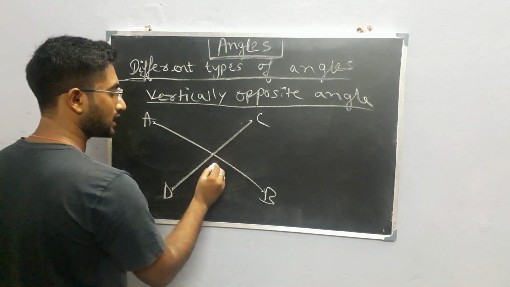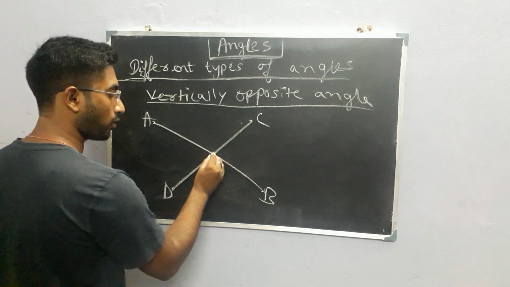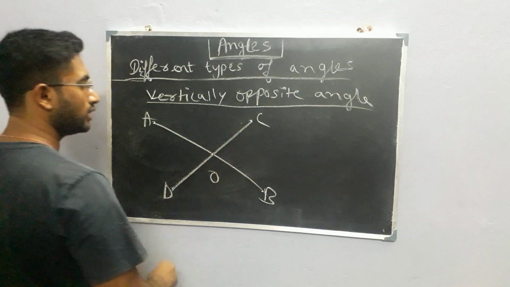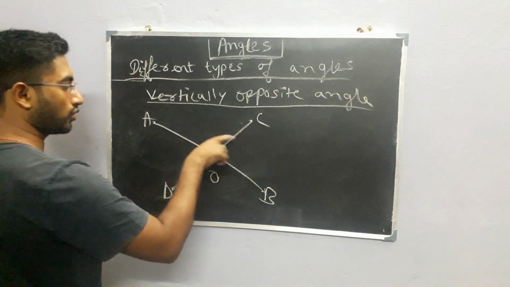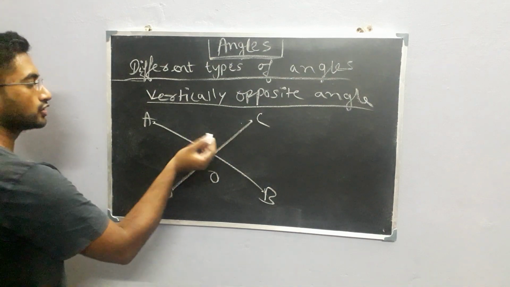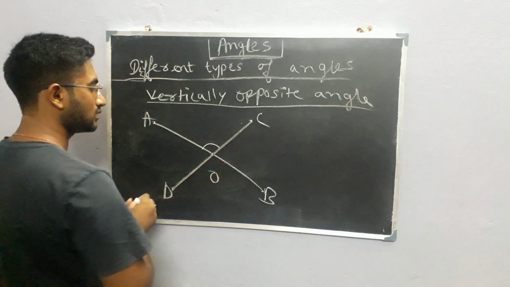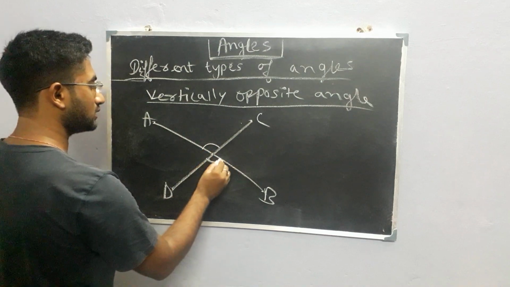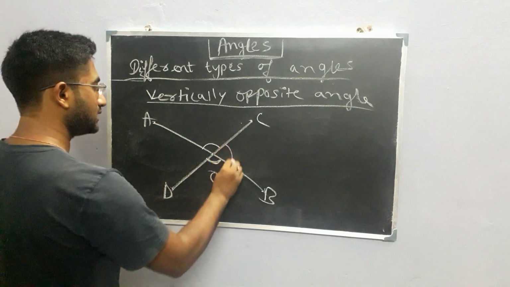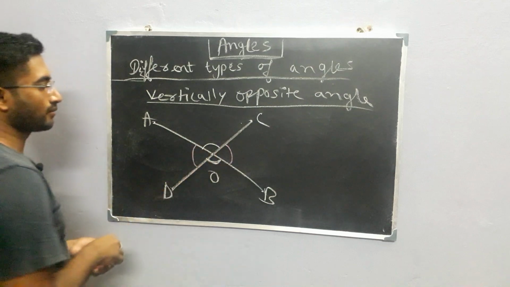I'll give this point a common name, O. It's a common point for all the four angles that are being created. So one angle is this, another angle is this. One angle is this, another angle is this.